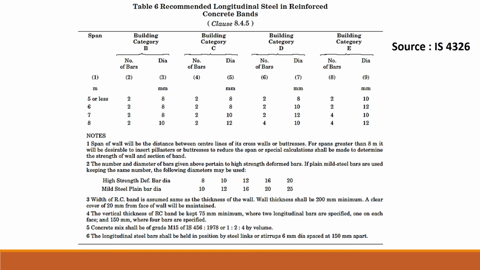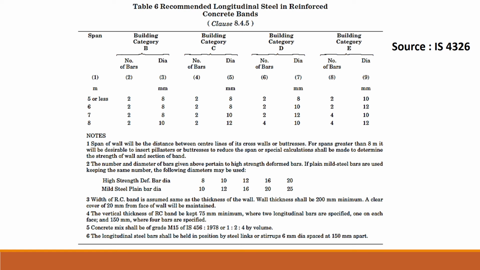The width of the band is assumed the same as the thickness of the wall. Wall thickness shall be 200 mm minimum. A clear cover of 20 mm from the face of the wall will be maintained. The vertical thickness of the RC band will be kept 75 mm minimum, where 2 longitudinal bars are specified, one on each face, and 150 mm where 4 bars are specified.